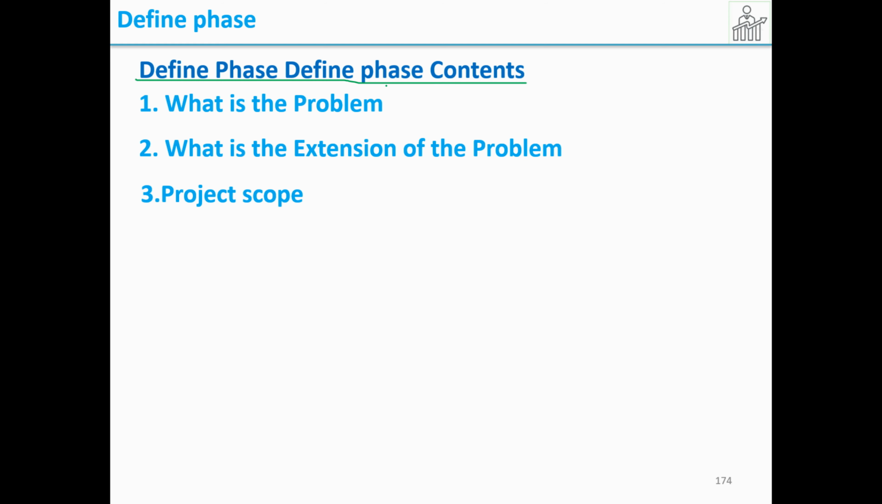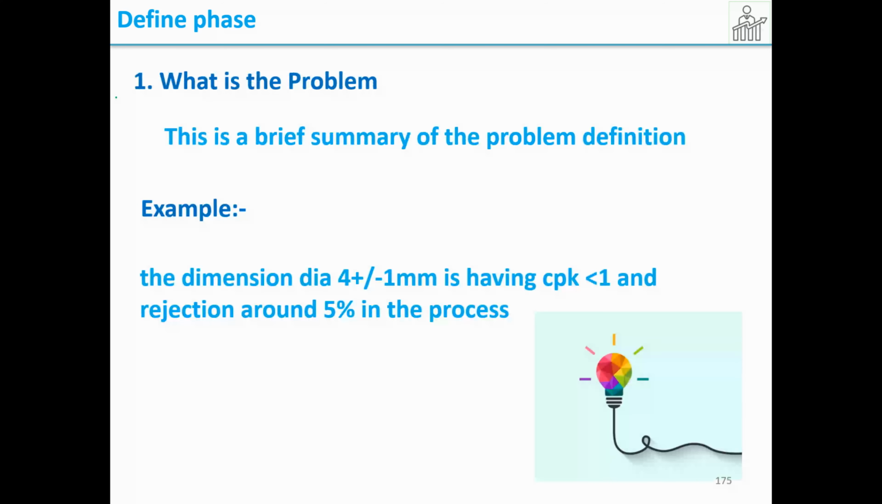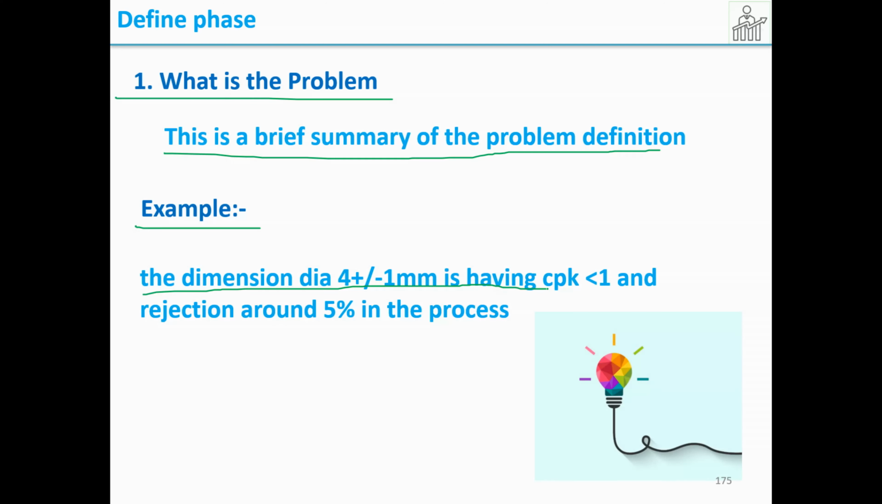Define phase contents. What is a problem? What is the extension of the problem? Project scope. What is a problem? This is a brief summary of the problem definition. For example, the dimension dia 4 plus or minus 1 mm is having CPK less than 1 and rejection around 5% in the process.